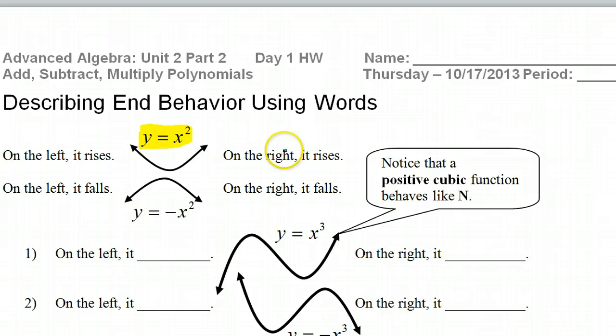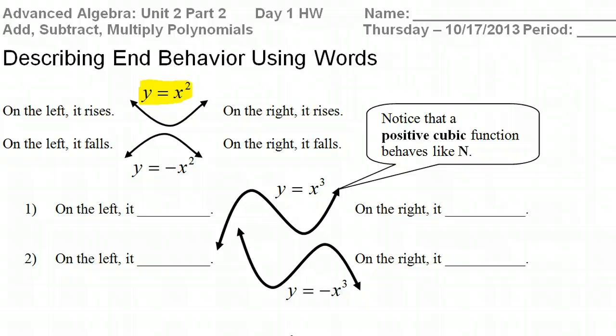So in words, I'm talking about end behavior. And looking at a quadratic equation that has a negative leading coefficient, it becomes an upside down parabola. So now on the left it falls, and on the right it falls. So we've memorized that a quadratic, x squared, is going to be a parabola. Now I want you to memorize something else.